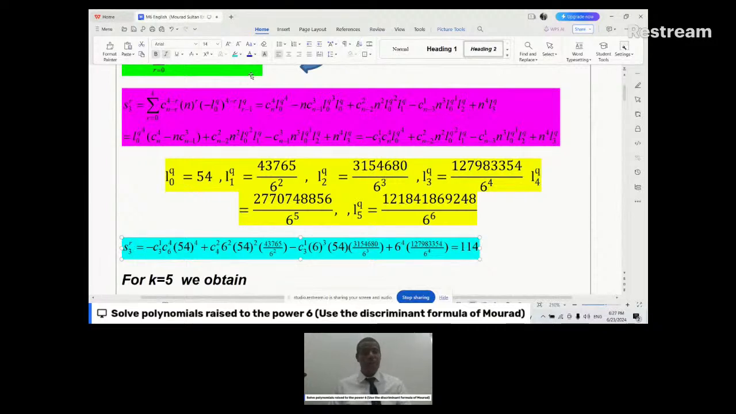Meaning that there is no error estimation. There are no roots that will be based on approximation. It means we will never use approximation. We just give the exact values or the exact roots of any polynomial.